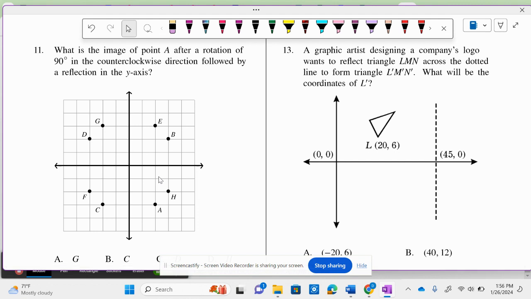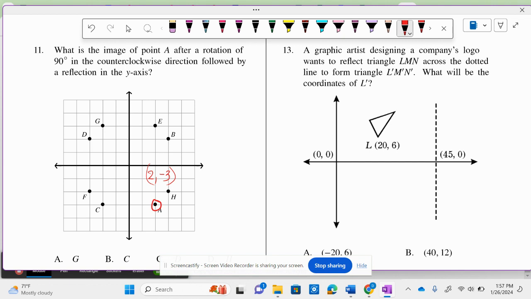So let's start with point A. Here's point A, after a rotation of 90 degrees counterclockwise, followed by a reflection in the y-axis. So let's rotate this 90 degrees counterclockwise. This is the ordered pair 2, negative 3. I want you guys to take your paper and spin it. You're going counterclockwise, that way to the left. Take your paper and spin it one time.